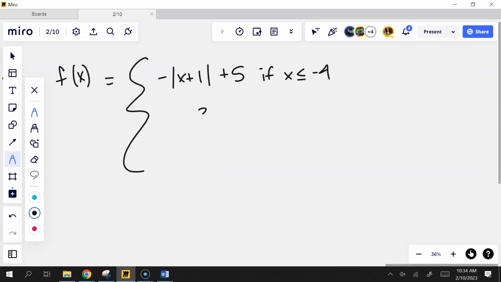Nine. 8, golly. Okay. Plug in the restriction. Okay. First things first, plug in the restriction. Don't talk to him.